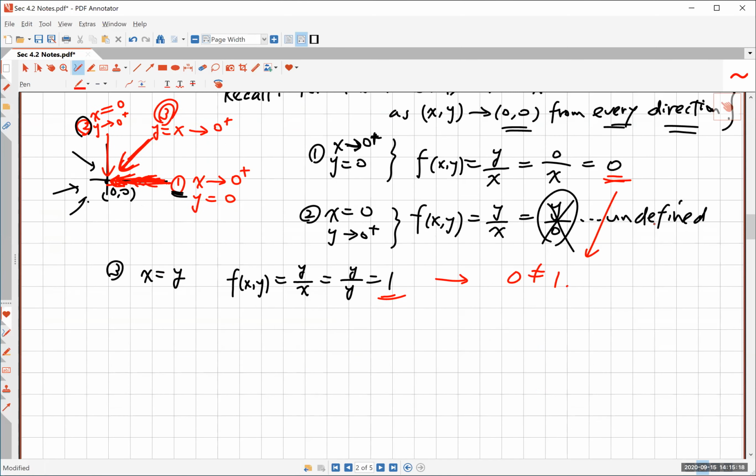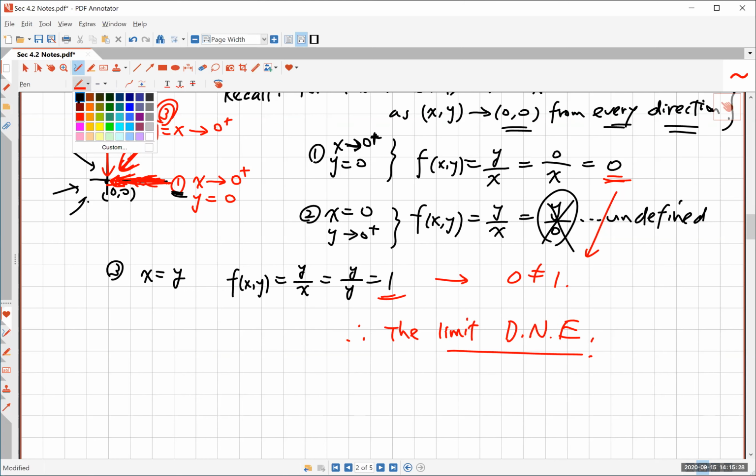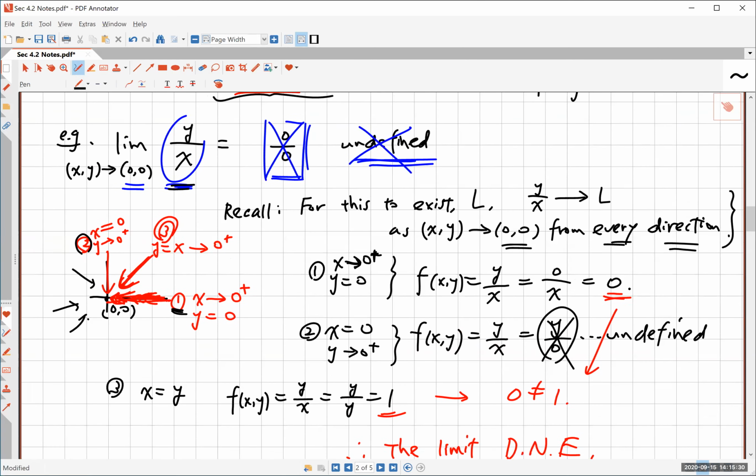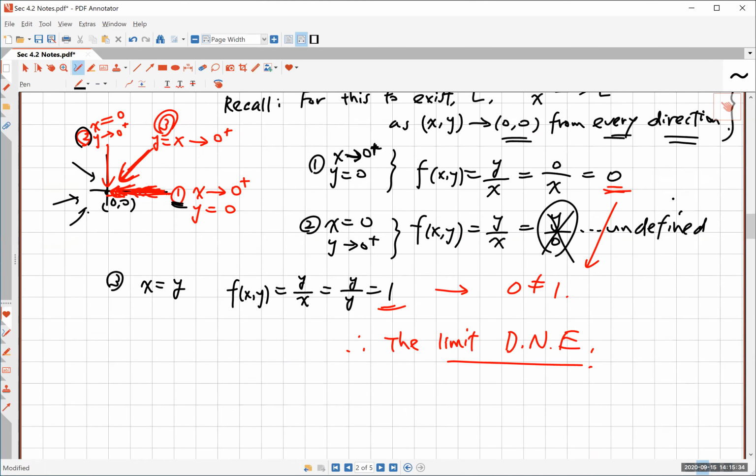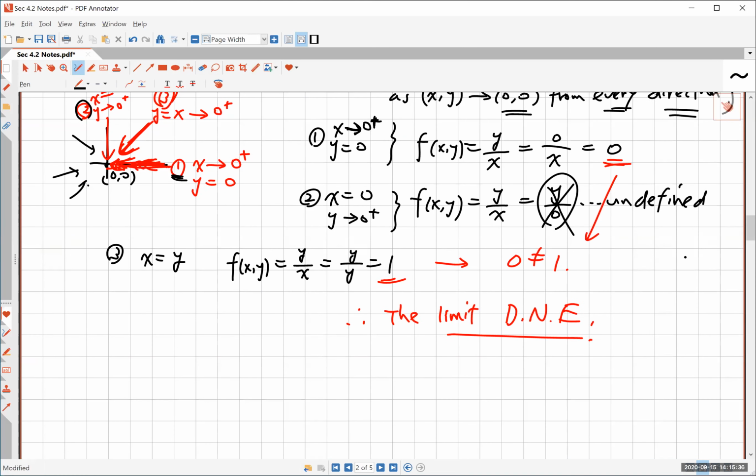That is a proof that the limit does not exist. You've seen that, does not exist. So the answer is the limit does not exist. Again, undefined is not the correct answer. 0 over 0 is not the correct answer. The limit does not exist is the correct answer, and here is a correct proof.